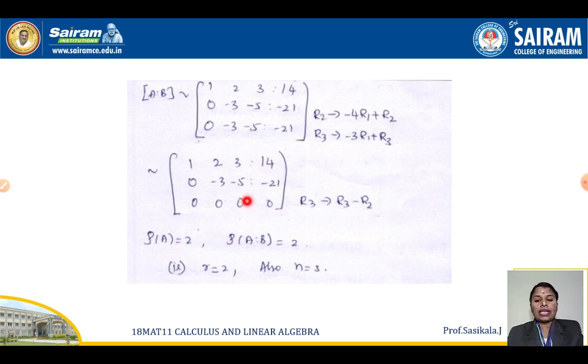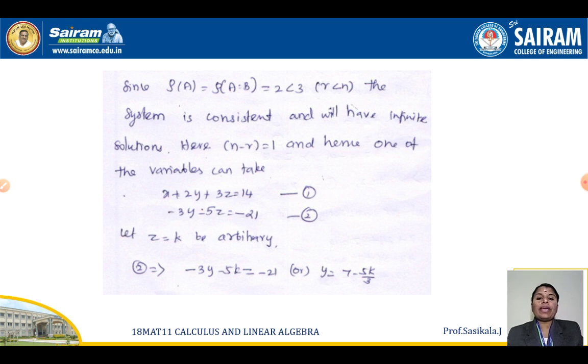Here you can check the rank. The rank is 2 only with the A matrix, a 3 cross 3 matrix. 2 non-zero rows there, so the rank is 2. Then together, the augmented matrix of A and B has rank 2, right? Here the number of unknowns is 3, and the rank is 2. So 2 is less than 3, so it falls under the second case.